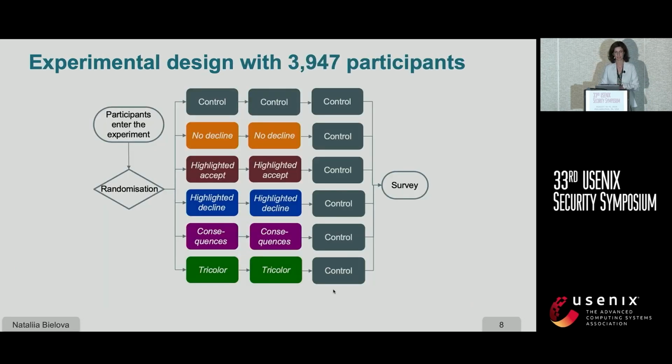So our experimental design looks like this. The users had to visit 3 different websites, on which they would be interacting with the cookie banner. 2 times they would see a dark, bright, or new pattern, and on the 3rd interaction, they would see again a control group, so a neutral banner with identical accept and decline. And after that, we ran the user survey.